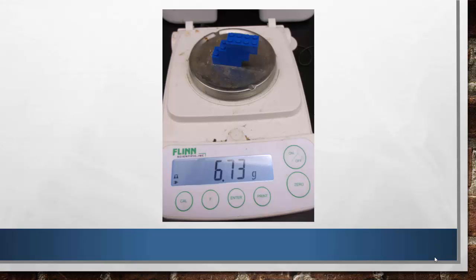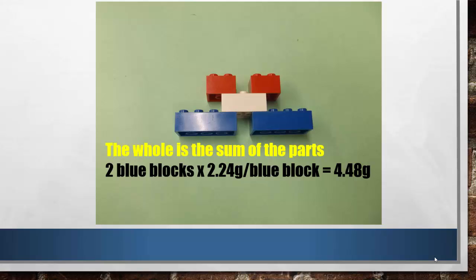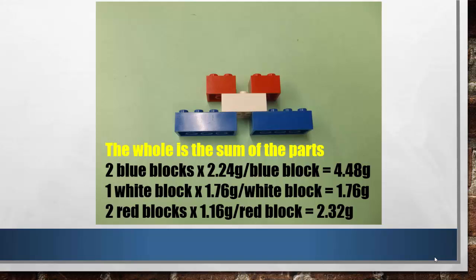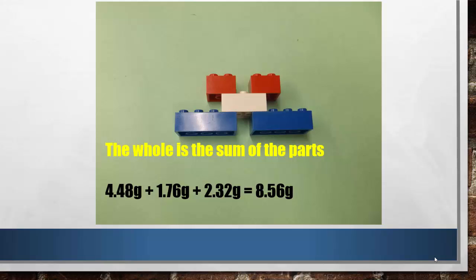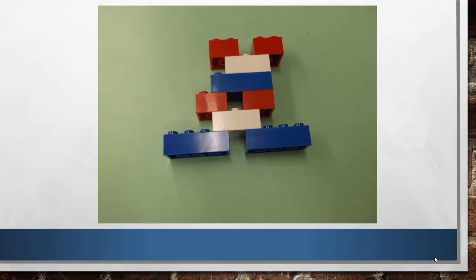We put it on the scale, and it weighs 6.73 grams, which is only 0.1% away. For a high school lab, that's pretty close. What if we mix them up? We have this structure. What's our prediction as to the mass of this structure? The whole is the sum of the parts. So you've got 2 blue blocks, each at 2.24 grams. 1 white block gives you 1.76 grams contribution. The 2 red blocks total up to be 2.32 grams. So when you add up each of the parts, you get 8.56 grams. You toss it on the scale, and once again, you're within 0.1%.